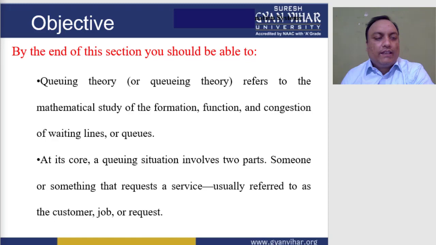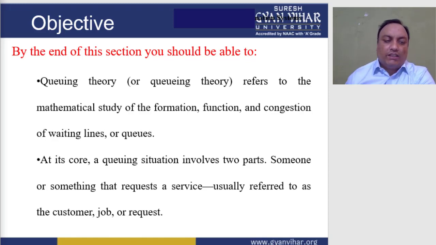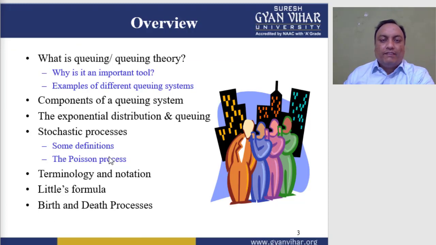Queuing theory scrutinizes the entire system of waiting in line, including elements like the customer arrival rate, number of servers, number of customers, capacity of the waiting area, average service completion time, and the queuing discipline. Discipline is a very important term, because without discipline you cannot follow the queuing process.